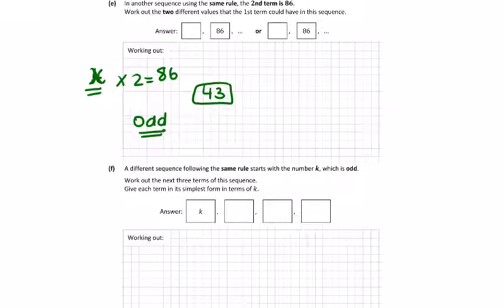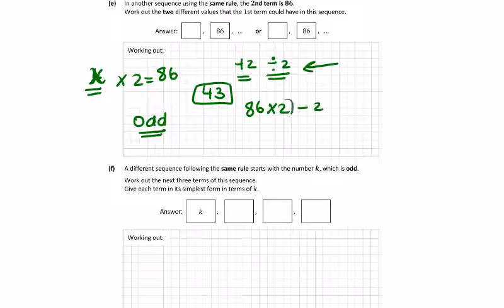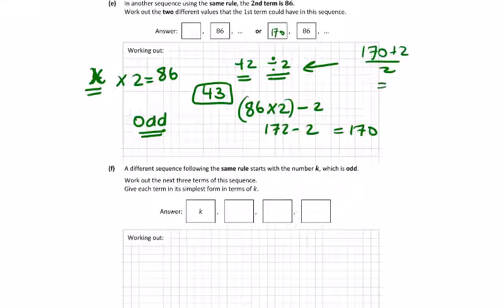If it was even, the rule is add 2, divide by 2. We go backwards and do multiply by 2, take away 2. What will we get? 86. We have to multiply by 2 going backwards. We do the opposite and then take away 2. So that's 172 minus 2 is 170. So 170. So let's just check that going forwards. 170 is the term, it's even. We add 2, divide by 2, which we do get 86. So they're just really testing your knowledge here. There's not many ways to practice these questions.